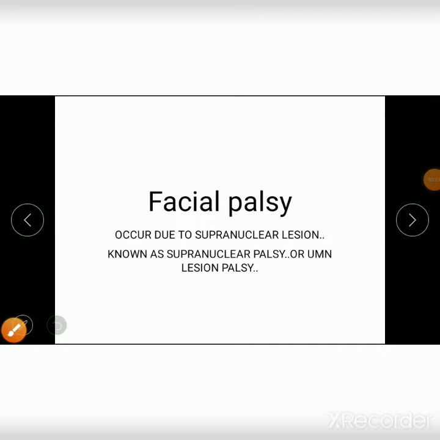Hello everyone. So today I am discussing the difference between facial palsy and Bell's palsy. Basically, facial palsy occurs due to supranuclear lesions, known as supranuclear palsy, or we can say it is a UMN type lesion palsy.